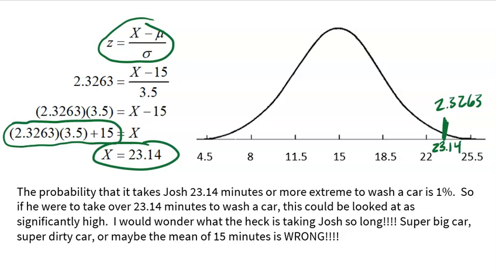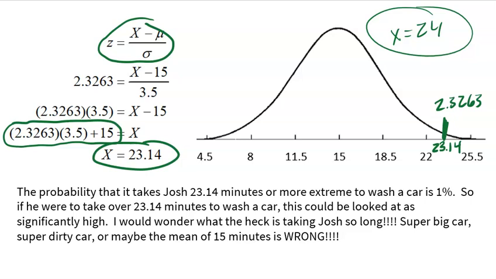Remember, we do not believe that significant events occur. So when any significant event does occur, we've got to find an explanation. So let's just say that it took Josh 24 minutes to wash a car. That would be extreme. That would be significant because it's above 23.14. So if it did take Josh 24 minutes to wash a car, I would say, whoa, Josh, there's got to be a reason why. Was it a super big car? Was it like a semi-truck that it took you that long? Was it super dirty? Like, did it just come back from some mud rally where it was filled with mud top to bottom, and that's why it took you so long?